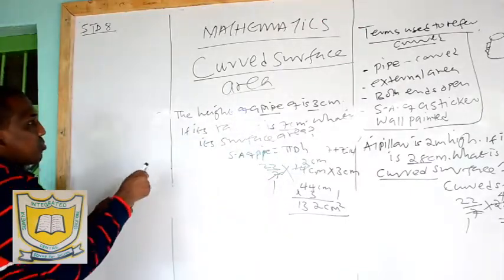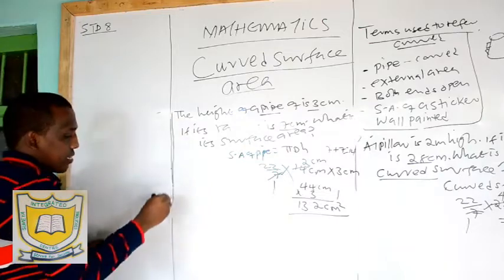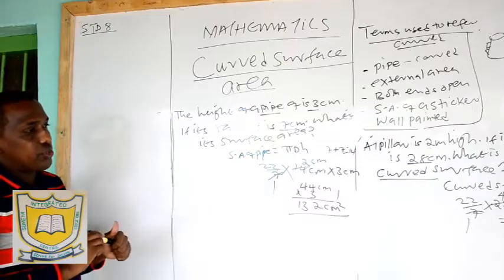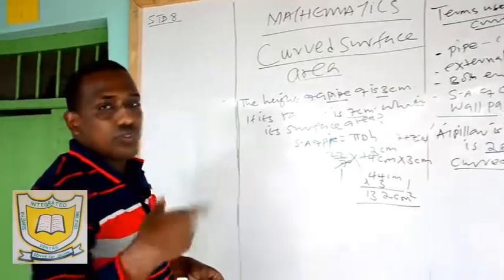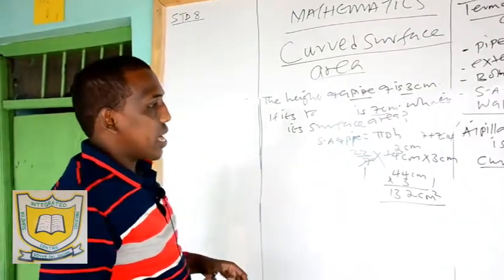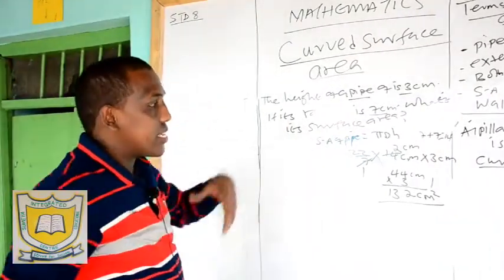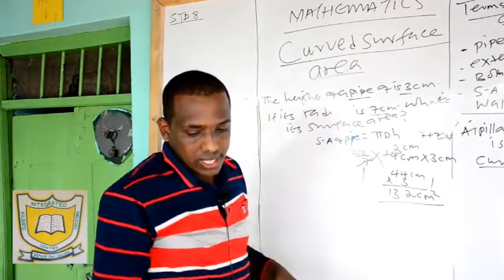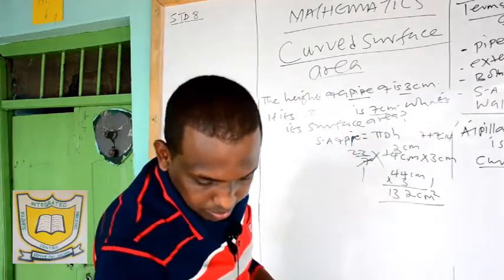Now, sometimes they will give you the area, then they will tell you to find the radius or the diameter. So let us find such a question.